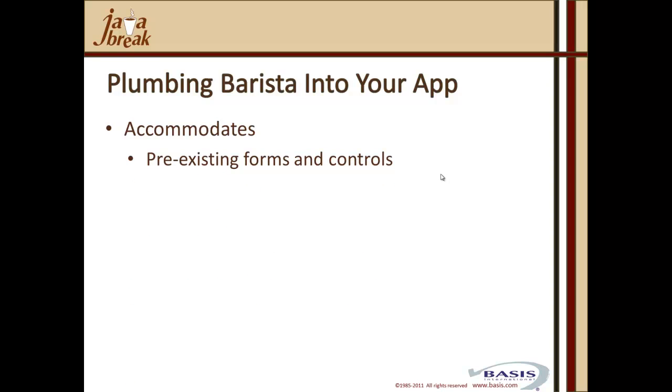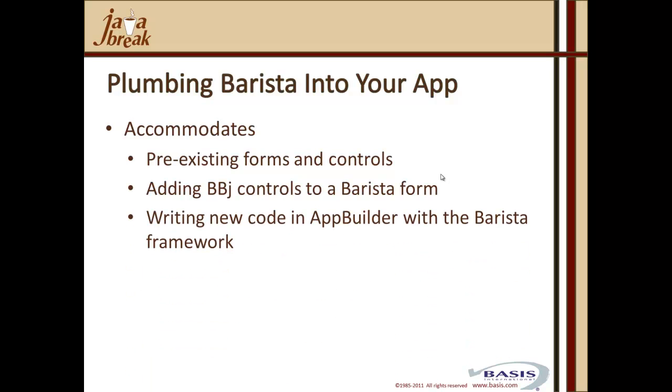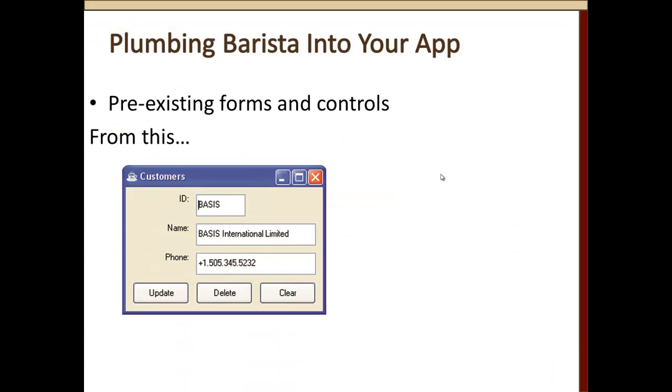So the accommodation that we have available to you is in three ways. First, we can take pre-existing forms, GUI forms and controls that have been generated outside of Barista, and we can plumb in the Barista components. Secondly, we can add BBJ controls to a pre-existing Barista form. In other words, if the standard Barista form doesn't give you what you want, you can extend it with your own controls and utilize custom code to manage those controls. And lastly, we've added the ability for you to create new code within App Builder and use that within the Barista framework. So let's have a look at a quick screenshot of those three.